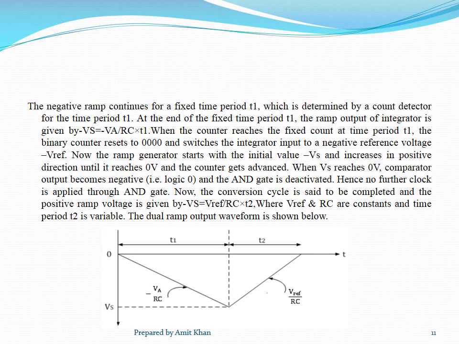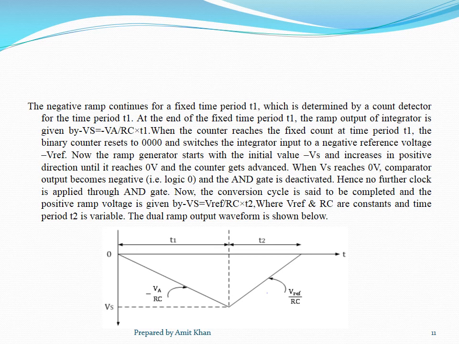Now the ramp generator starts with the initial value minus Vs and increases in the positive direction until it reaches 0 volt, and the counter gets advanced. So when Vs reaches 0 volt, the comparator output becomes negative, that means logic 0, and the AND gate is deactivated. Hence no further clock is applied through the AND gate.